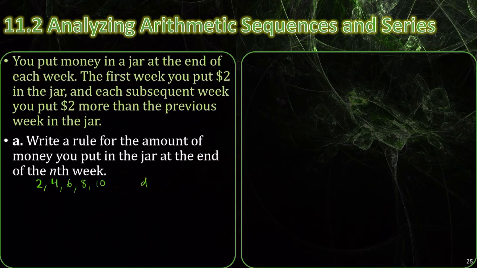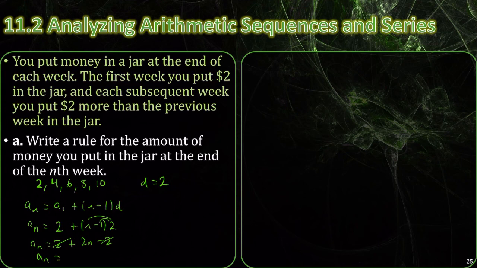All right, so it appears like d is 2, so an is a1 plus n minus 1 times d. a1 is 2, n minus 1, and d is 2. Let's distribute. 2n minus 2. Notice the 2s cancel. Which you probably could have gotten from the pattern. It's 1 times 2 and 2 times 2 and 3 times 2 and 4 times 2 and 5 times 2.